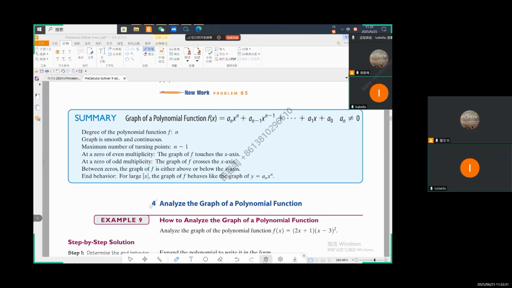How do you analyze it? So the degree is 3. That means at most two turning points, right? Yeah, now we can do zeros. Synthesis.